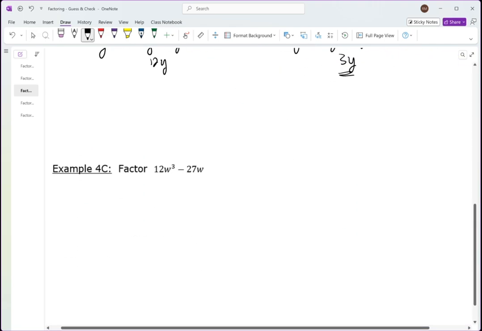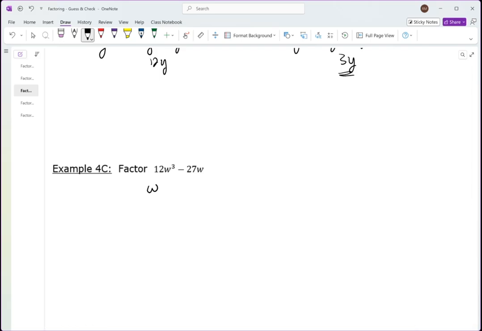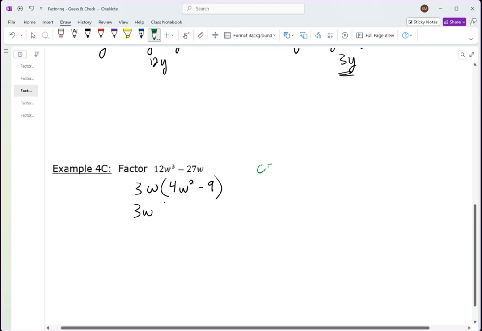But if I look here, this term, so step 0, they have a w in common, and I think they also have, what can I divide into both of those? 3 in common. So I'm going to be left with 4y squared and a 9. Now this, we haven't touched on special factors, but c is equal to negative 9, and there's no b value.